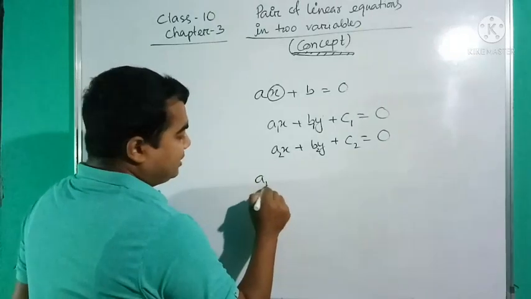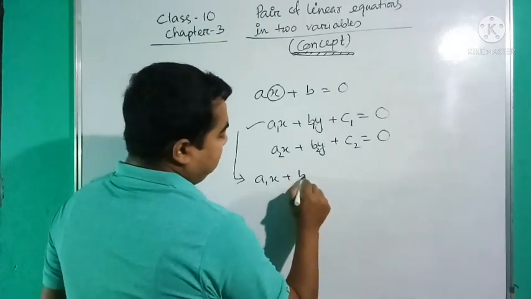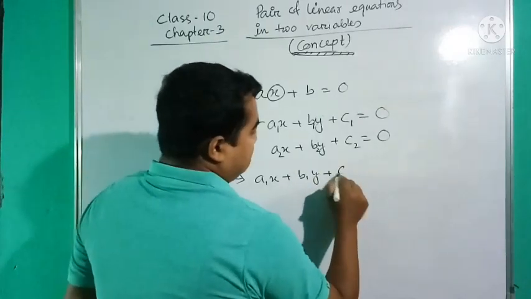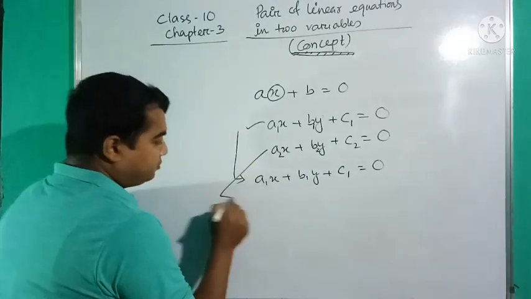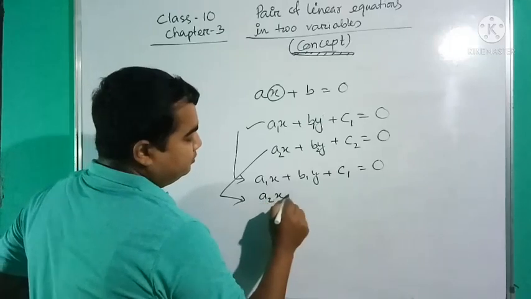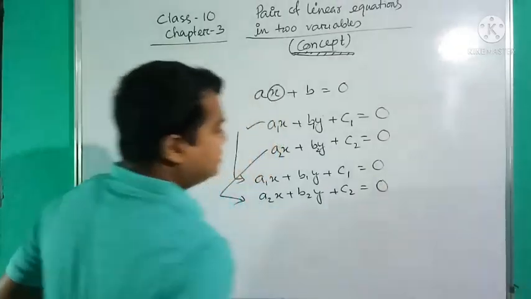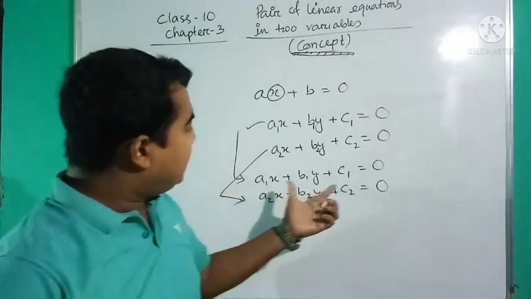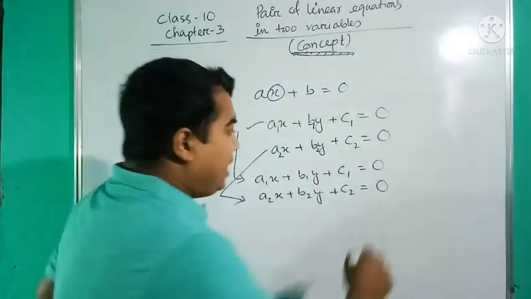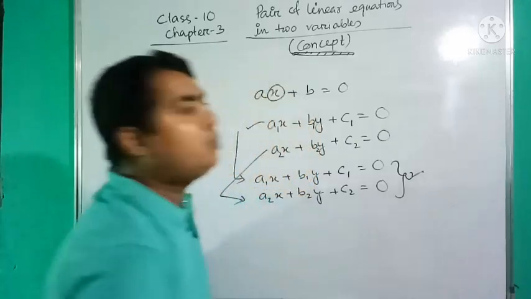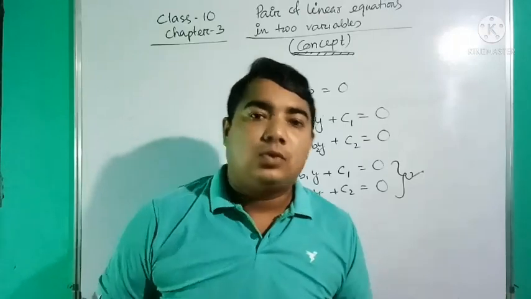That means a1x plus b1y plus c1 equals 0, and the second equation is a2x plus b2y plus c2 equals 0. See, we got two linear equations with two variables. That means a pair of linear equations in two variables. Okay, these are the general form of a pair of linear equations in two variables.